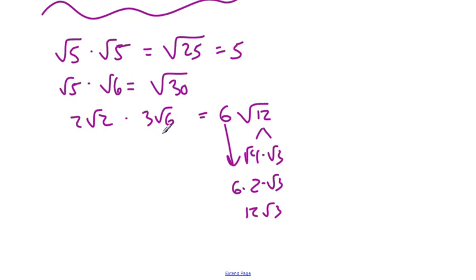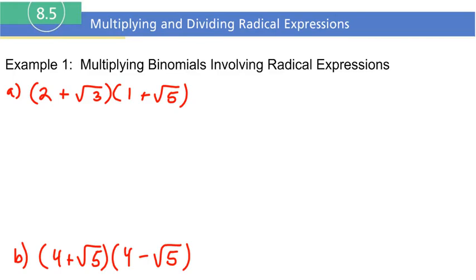Okay, so now let's actually start example number uno. We're going to be multiplying binomials, and they're going to involve radical expressions. Again, binomial means bi, two terms.